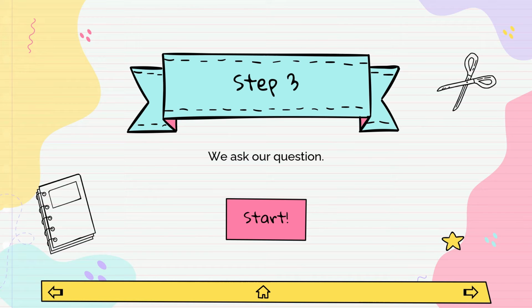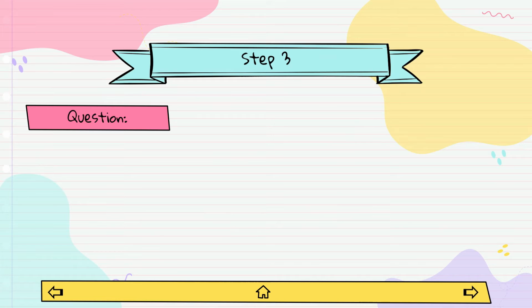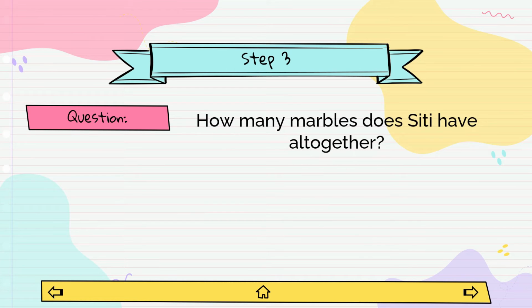For the third step, we ask our question. What will be the question for our story? The question should be, how many marbles does City have altogether? Since this is addition, we will use the keyword altogether, because addition means we're putting together or combining two numbers.